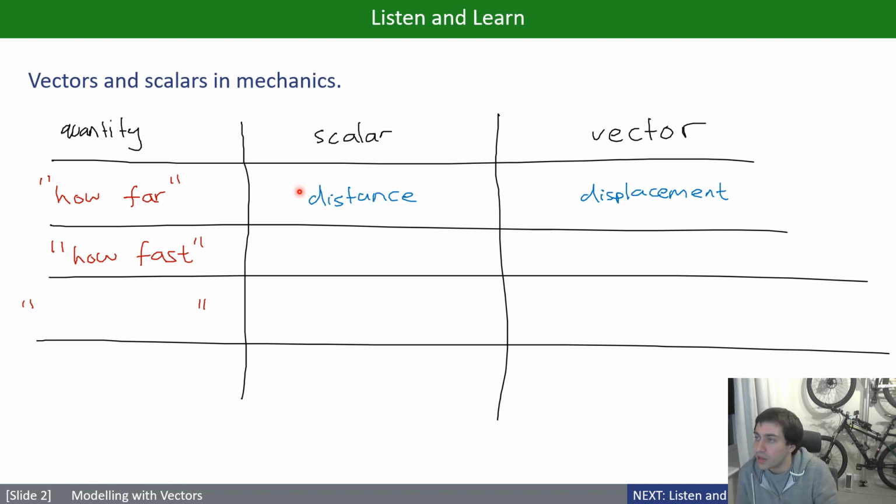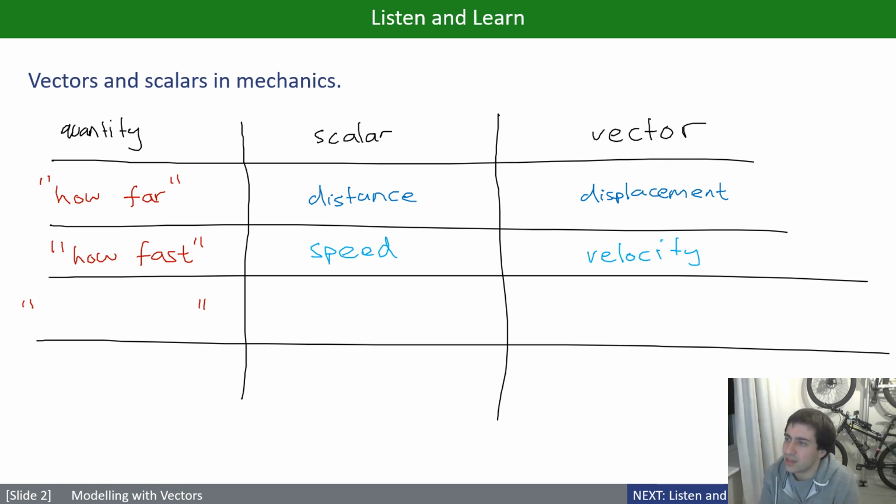Okay, so distance is always a positive number, a single number, whereas displacement, if it's one-dimensional, will be a positive or negative number. If it's two-dimensional, it'll be a vector, and we'll usually use a column vector or i j notation. Okay. For how fast, scalar is speed, and vector is velocity. And the stuff I said for the previous row still applies. Speed is always a positive number, and it's simply a number without a direction, whereas velocity is how fast are you going and which way are you going, and we usually express that using a vector.